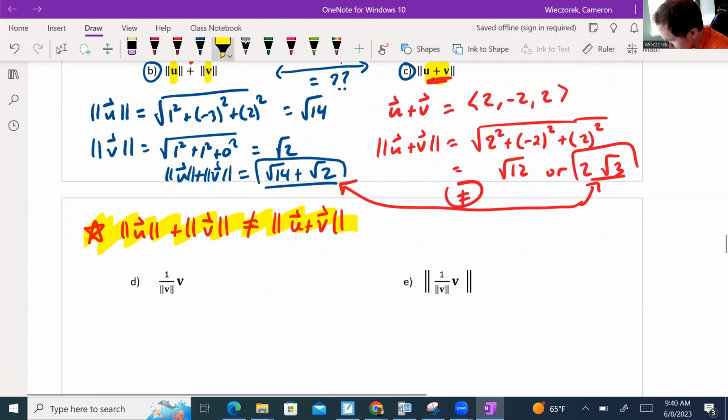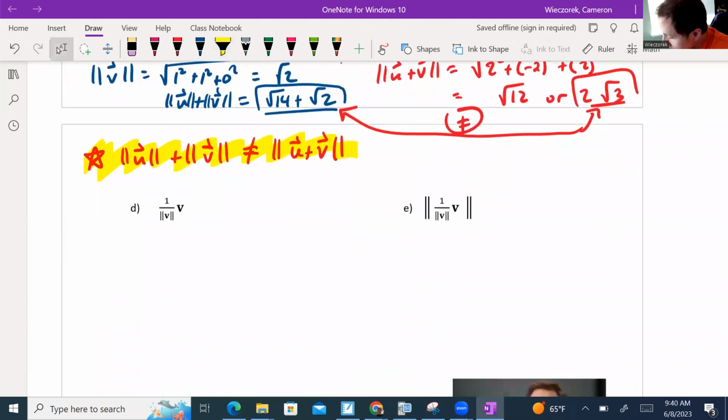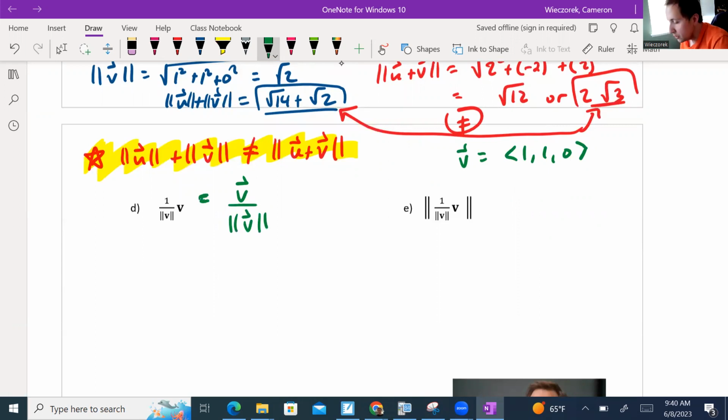Okay. Next up, I'm going to actually write v again since we're going to need it here. What was v? V was 1, 1, 0. Okay. So, next thing I want to do is take the vector v and multiply it by 1 over its magnitude. A lot of times you'll see this written as v divided by the magnitude of v. Might seem like a strange computation, but we'll see in part E why this is actually useful.